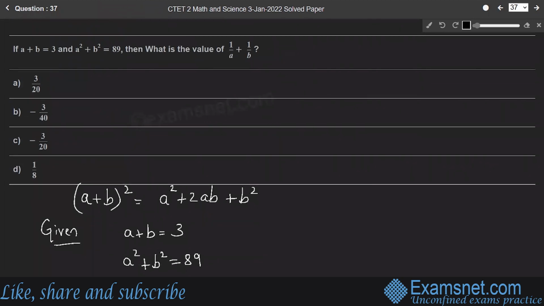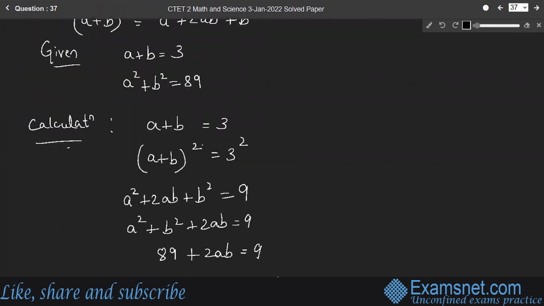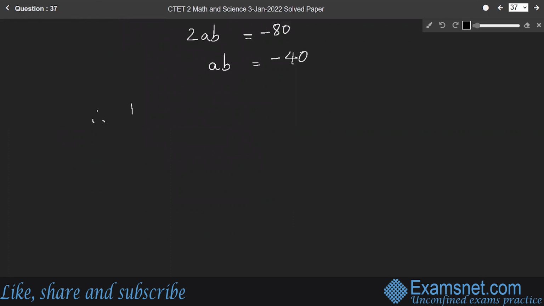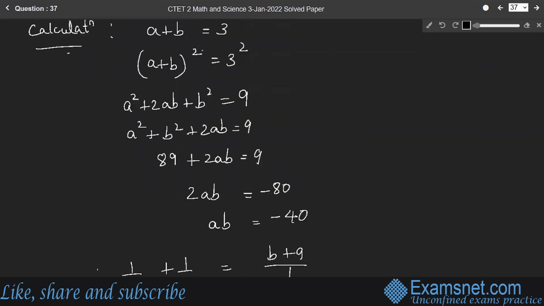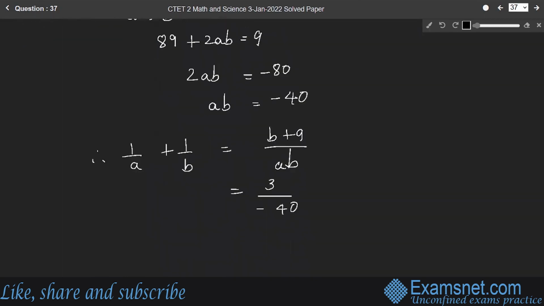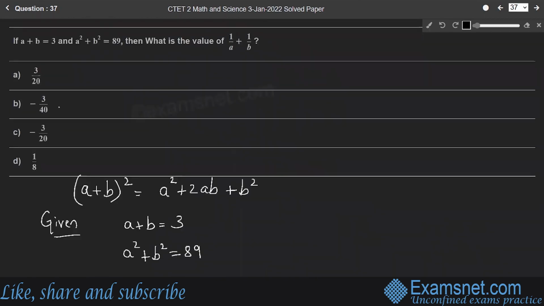So what is the value of 1 by a plus 1 by b? Therefore, 1 by a plus 1 by b is b plus a by ab. What is b plus a? That is a plus b, which is 3. ab is minus 40. So 1 by a plus 1 by b is minus 3 by 40. Option B is the right answer.